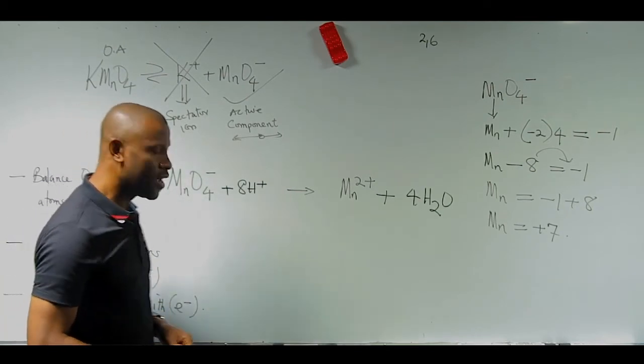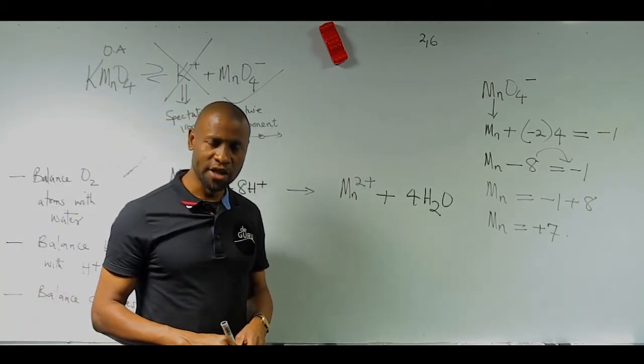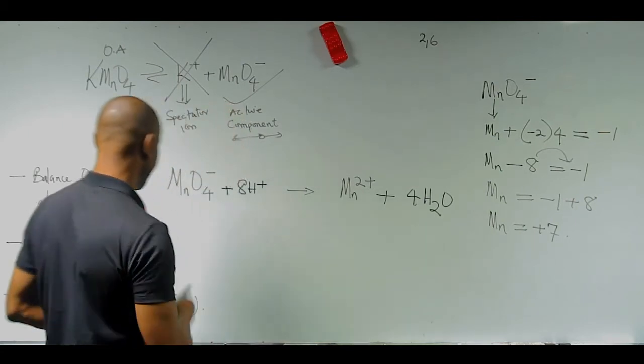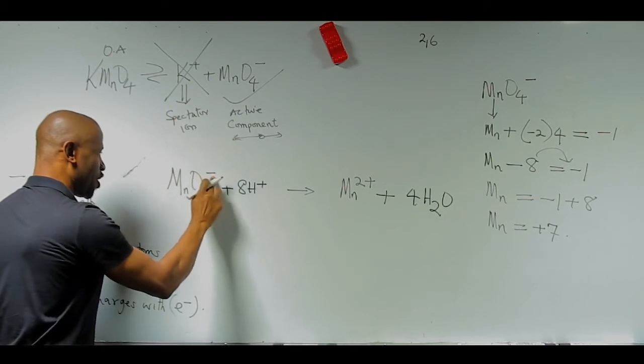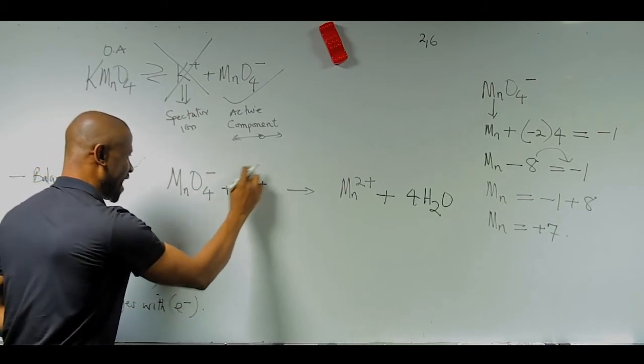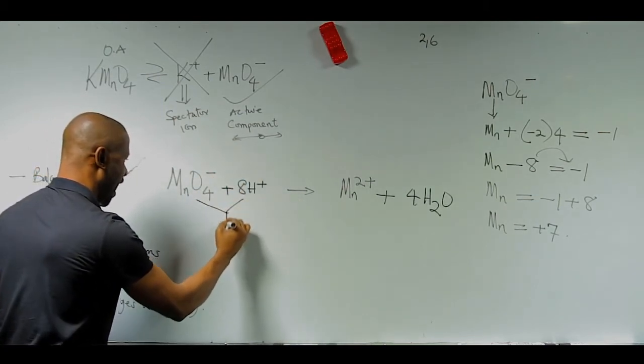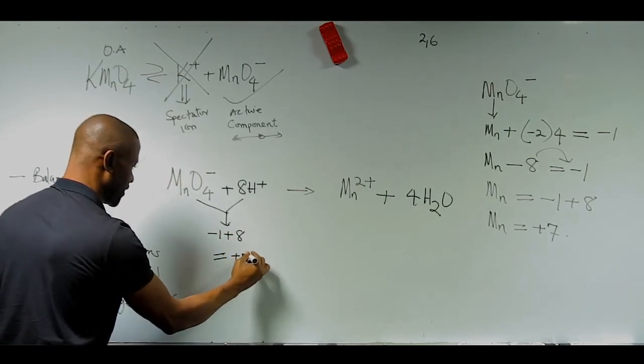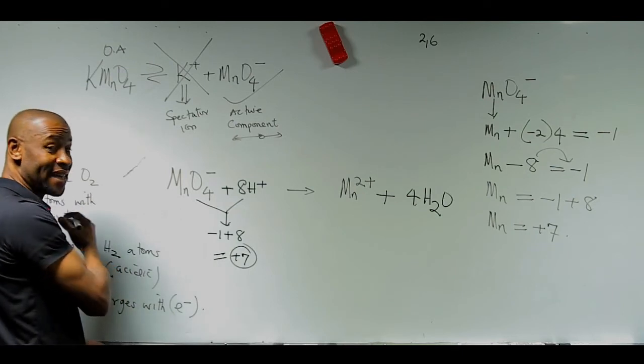What is the next? We check the charges, because the system must be balanced mass-wise and charge-wise. Follow me. The overall charge here is -1. The overall charge here is +8. So -1 plus 8 will give you +7. That is the overall charge on this side.